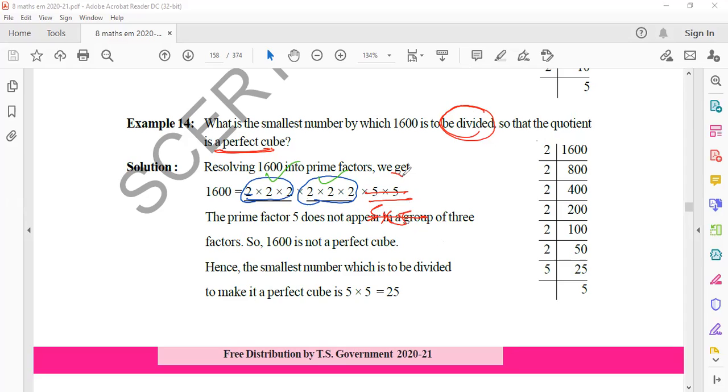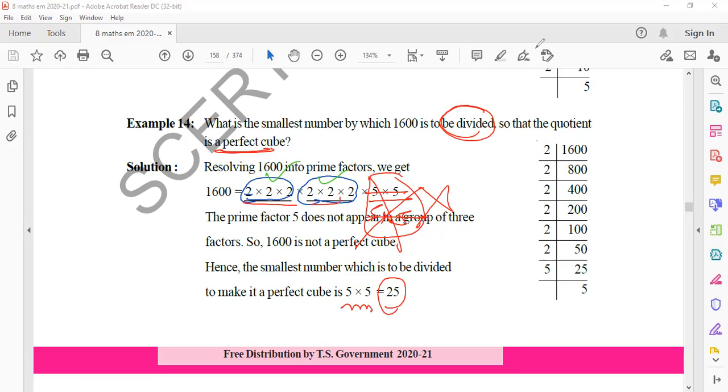So 5 into 5 should be divided, meaning this number is going to cancel out. This becomes a 3 3 pair and the number becomes a perfect cube. So you have to divide with 5 into 5. So 25 you divide the 1600. This term should cancel out, making it perfect. This is a division case. Multiply means you should multiply with only a single 5 because two 5s are available. Division means the extra things after pairing should be divided. That number should be divided. It's very clear, I hope.